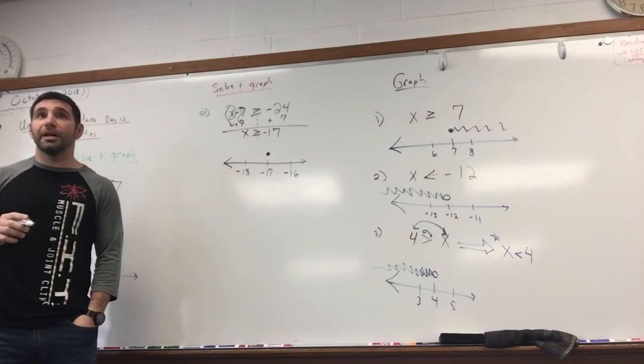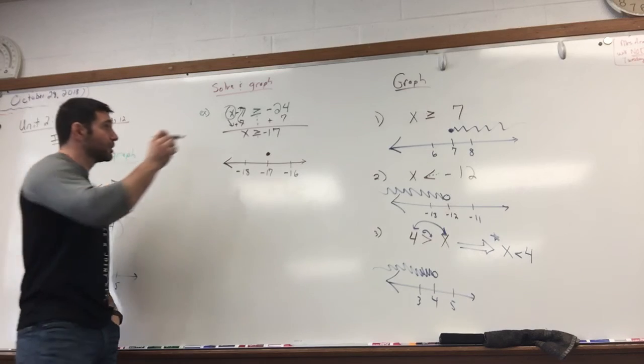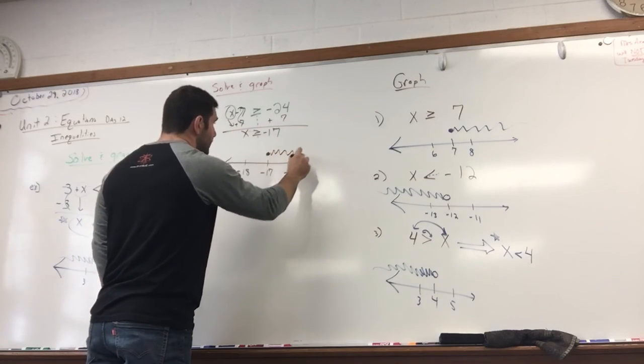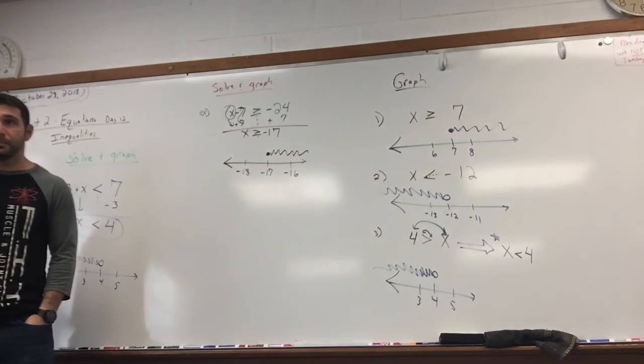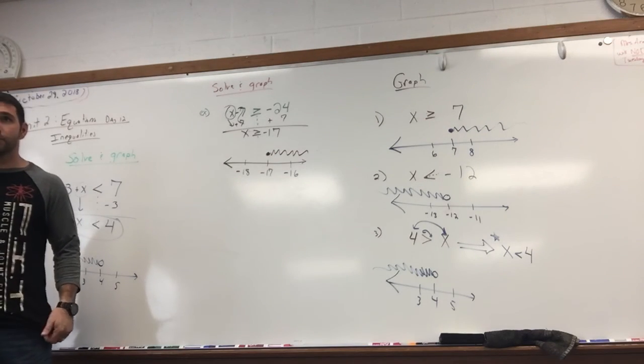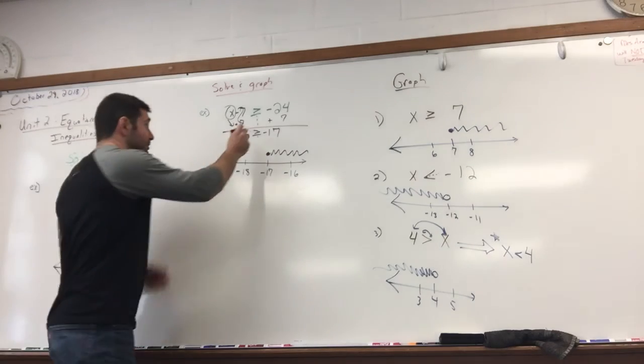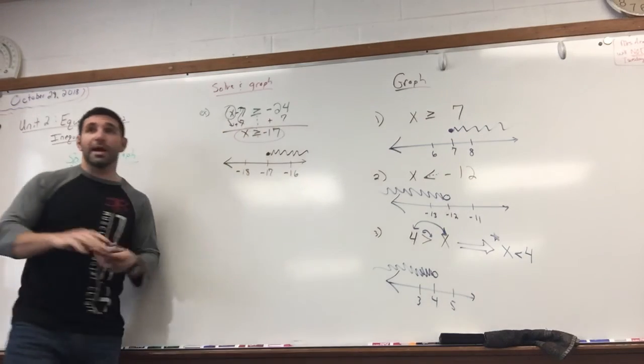Is the variable on the left-hand side? Yep. So that means I make my arrow pointing to the right. All of these are correct choices. One more practice. Show of hands, actually, hand on the chest. Who got that one right? Both the answer and the graph.